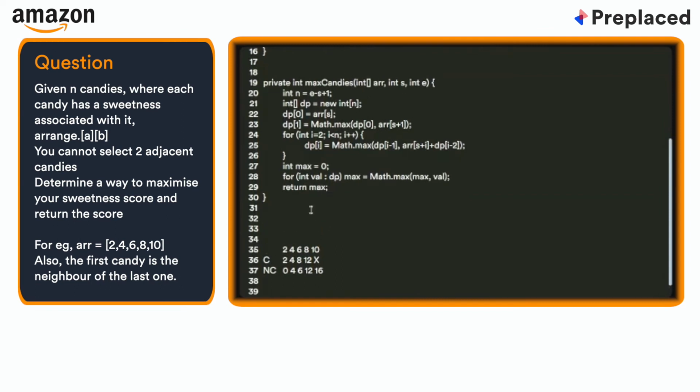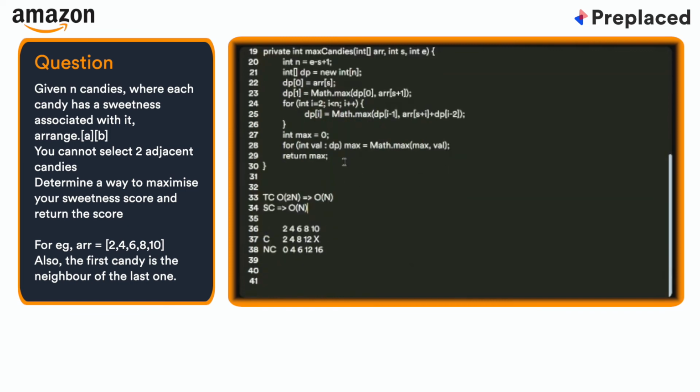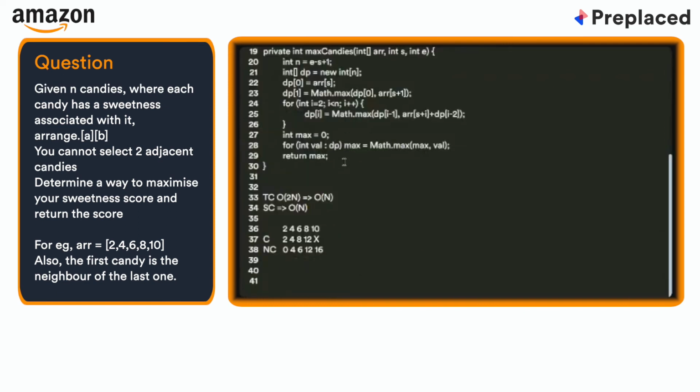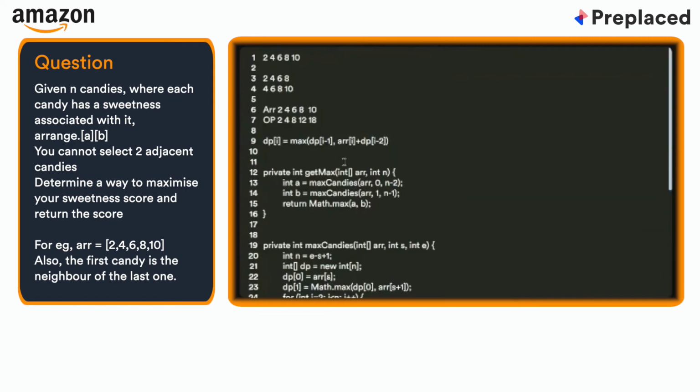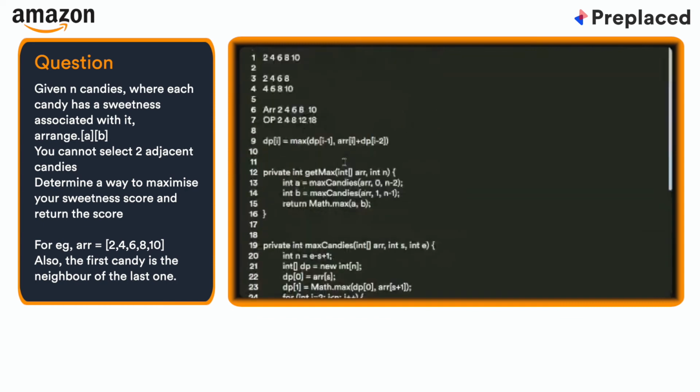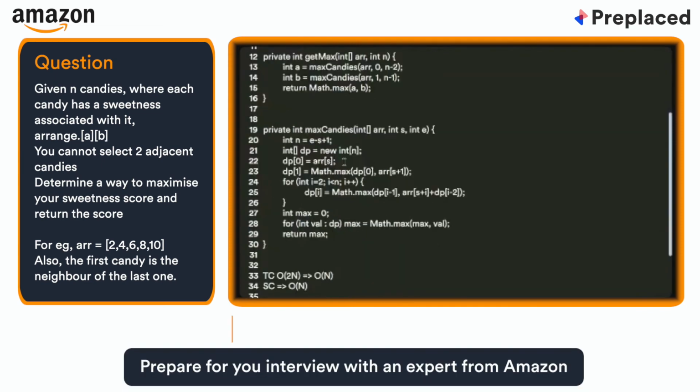Okay, this makes sense. If we talk about time complexity, it will be of order 2n, but we can just call it O(n), and my space complexity will also be of order n. Okay, makes sense.